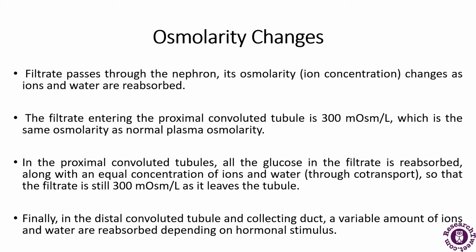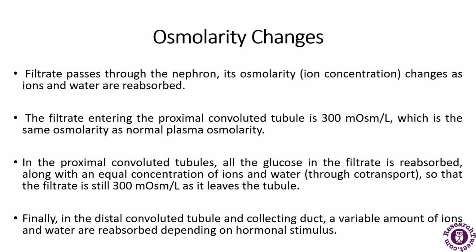So first is the PCT, the proximal convoluted tubule. That is the first step. Then comes the loop of Henle, and after that comes the distal convoluted tubule. In the ascending loop of Henle, which is permeable to ions but not water, the osmolarity falls to about 100 to 200 mOsm per liter, the same SI unit which we have been using. And finally, after the loop of Henle, comes the distal convoluted tubule.